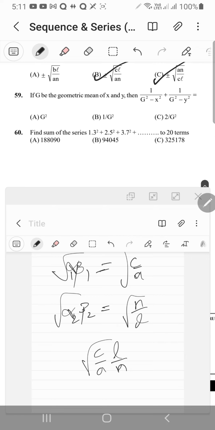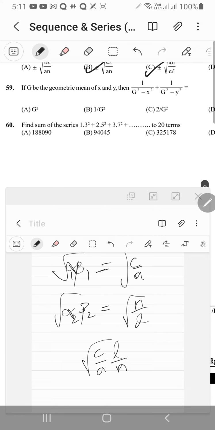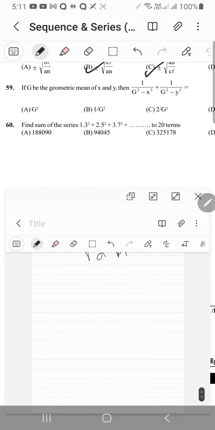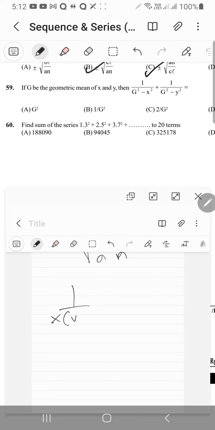Okay, if G is the geometric mean of x and y, then 1 upon, okay, cool. So G squared is just xy. So 1 upon x into y minus x.